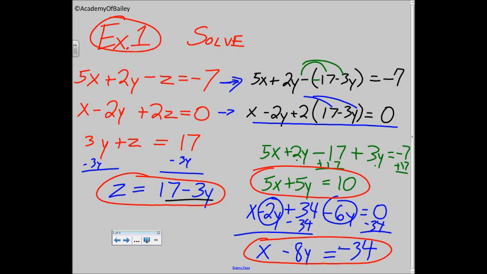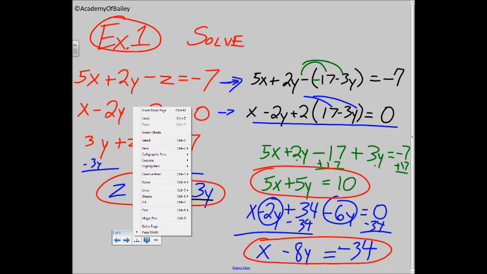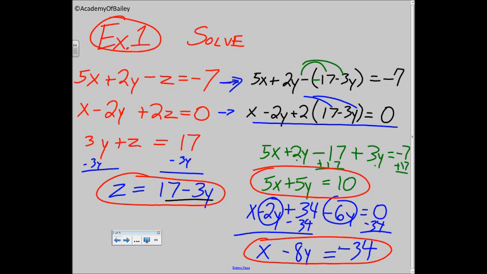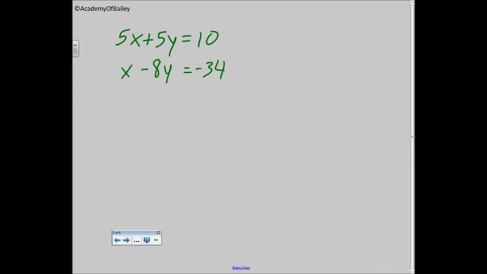Let me go to a new slide. You can probably just maybe move on down on your page. 5x plus 5y is equal to 10. That was negative 34. What was that one? Was it negative 8y? Let me make sure that I have that right. X minus 8y is negative 34. There we go.